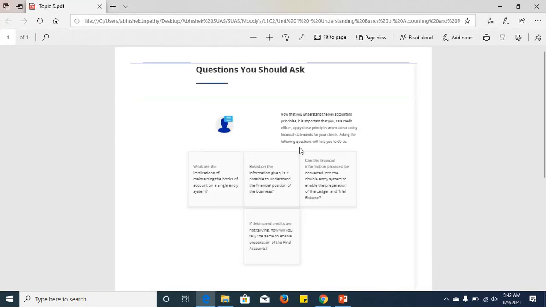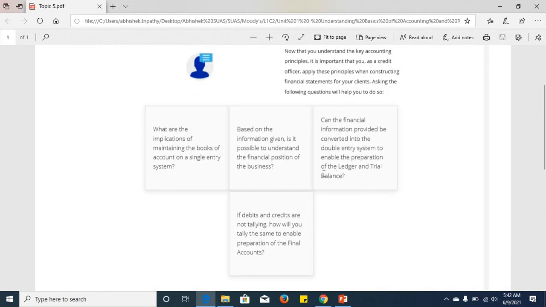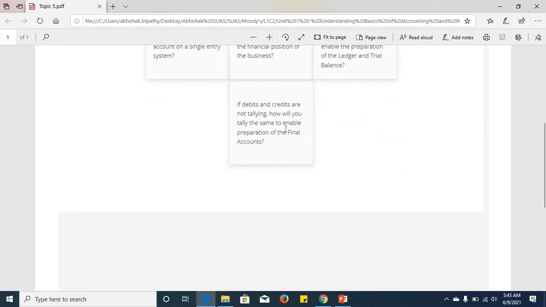Now, topic five, what are the things you have to keep in your mind? What are the implications of maintaining the books of account on a single entry system? Very bad. You are recording only one aspect of a transaction. You're following an unscientific principle of accounting. And based on the information given, is it possible to understand the financial position of the business? Can the financial information provided be converted into the double entry system to enable the preparation of the ledger and the trial balance? And if debits and credits are not tallying, how will you tally the same? Will you enable the preparation of the final accounts, right?